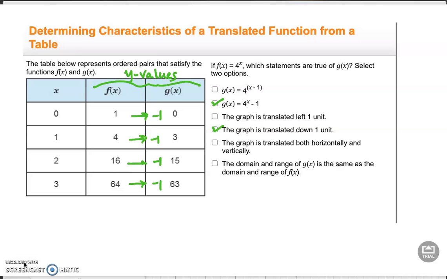Okay, one of the things I want you to notice on this is from the first function to the second function, these are the y values, the output is just 1 less. I notice that each one is 1 less. And so I can tell that that is a shift down by 1. Now this last question, the domain and the range, the domain will be the same, but because we shifted the y, the range will not.